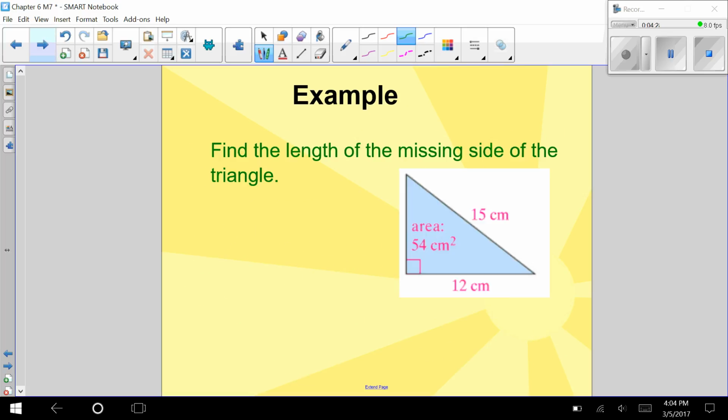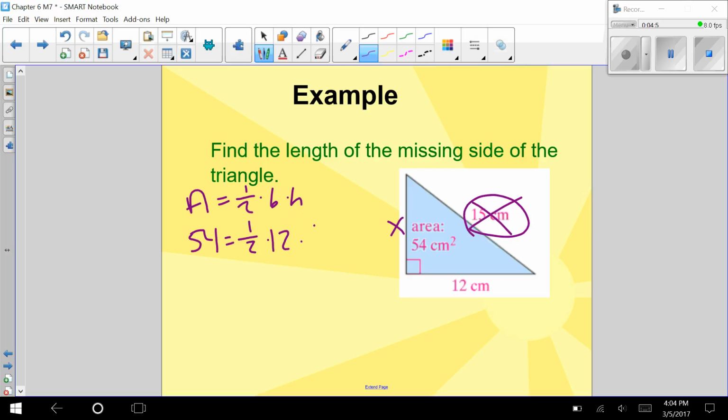And now we are going to find the length of the missing side of this triangle. Let's call it x. Well, we know that the area is 54. And we know that area is 1/2 times base times height. This 15 is not the base or the height, so we don't care about it right now. Let's plug in what we know. 54 is the area. 1/2, the base is 12, and the height is x. Well, 1/2 times 12 is 6. Divide both sides by 6, and x equals 9 centimeters.